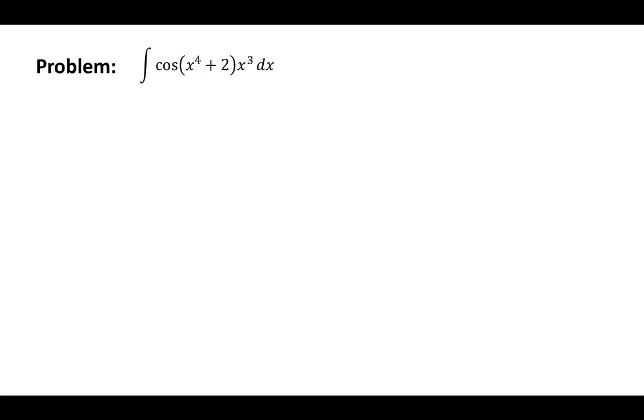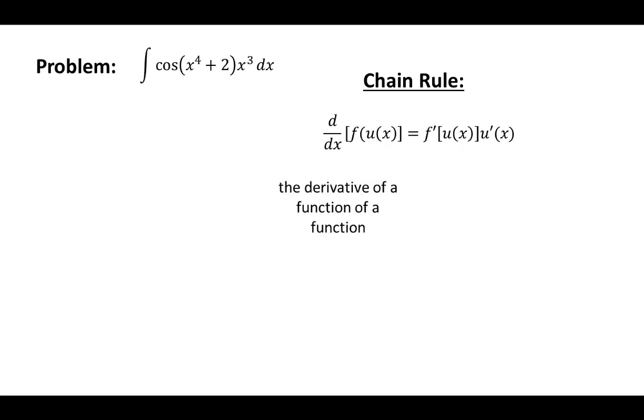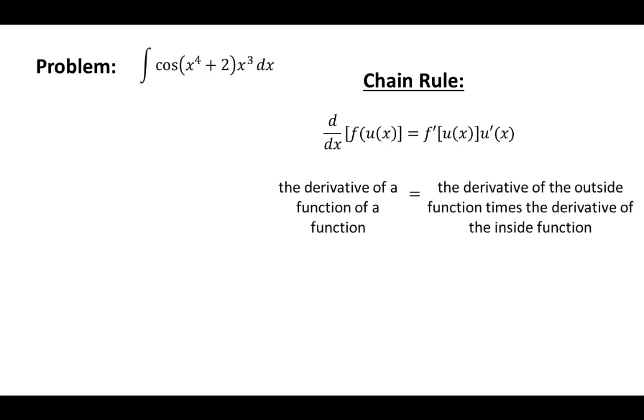Now, U Substitution is based on the chain rule. And if you recall back to differential calculus, the chain rule says that if we want to take the derivative of a function, or the derivative of f of u of x, that is equal to the derivative of the outside function times the derivative of the inside function u prime of x. So in words, the derivative of a function is going to be equal to the derivative of the outside function times the derivative of the inside function. So that was the chain rule.